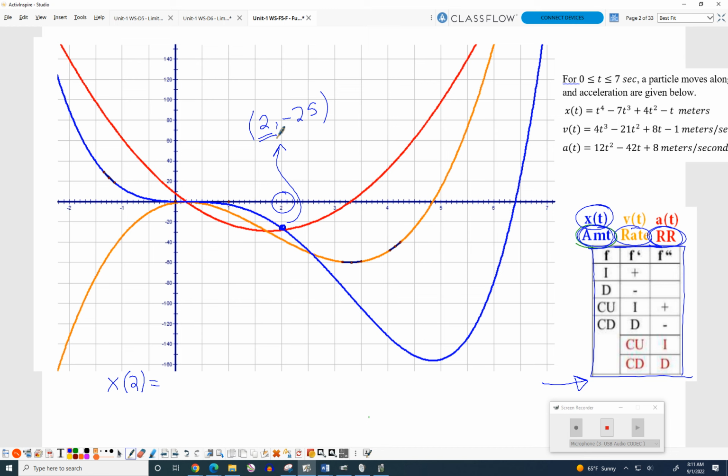So at 2 seconds, it would be at negative 25. So here's location 0. That means location negative 25 is over there, 25 meters that way. So location 0 is where y is 0.